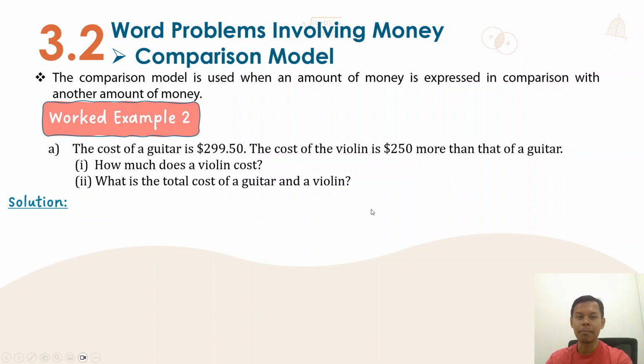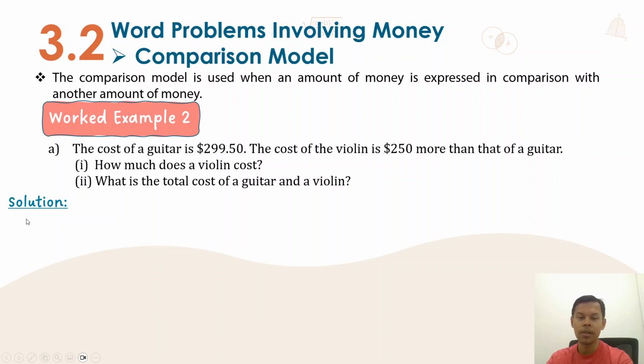So here comes the second part, which is the comparison model. Alright, comparison model is used when an amount of money is expressed in comparison with another amount of money. For example, the cost of a guitar is $299.50, while the cost of a violin is $250 more than that of a guitar. So they are asking how much does a violin cost? The second part, what is the total cost of a guitar and a violin?